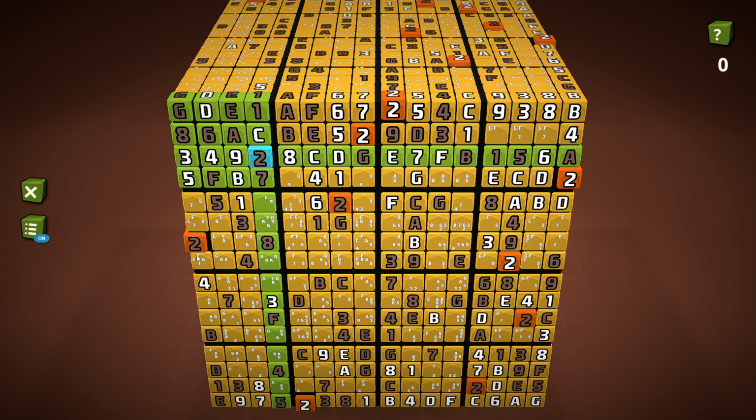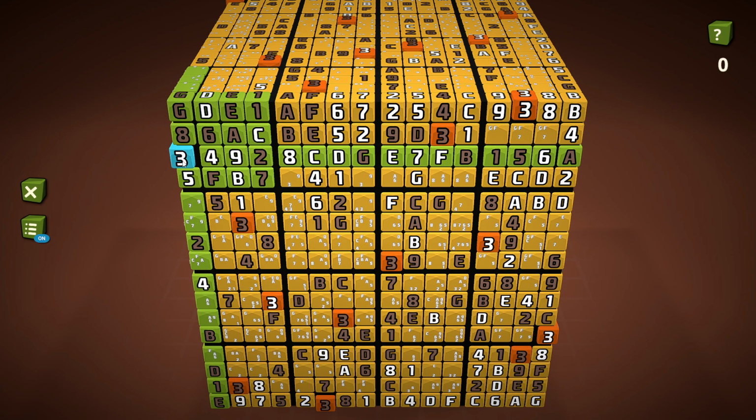Alright, back to 2s. 2 2s on there, they could be left or right. Lots of 2s. Too many 2s there. Lots of 2s here, and lots of 2s there. Okay. 3s.